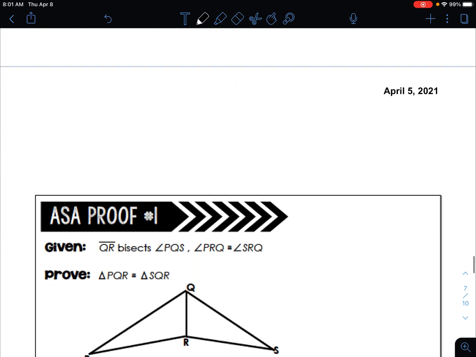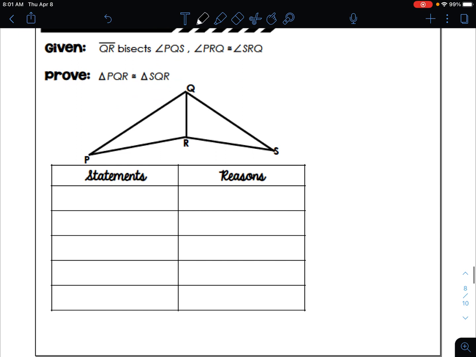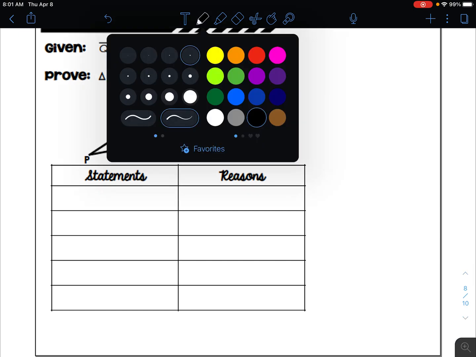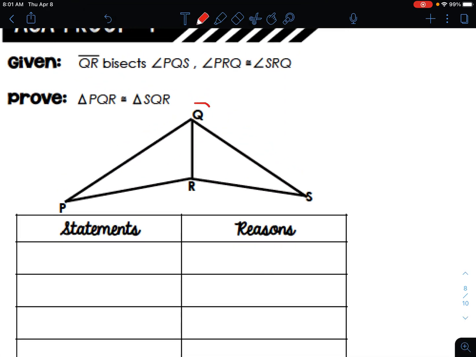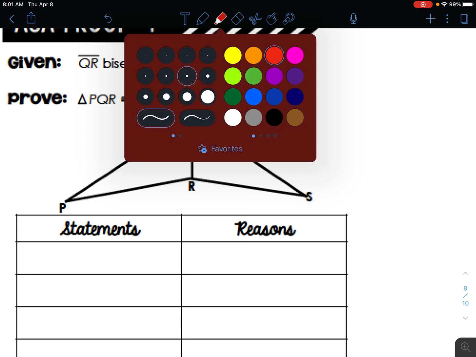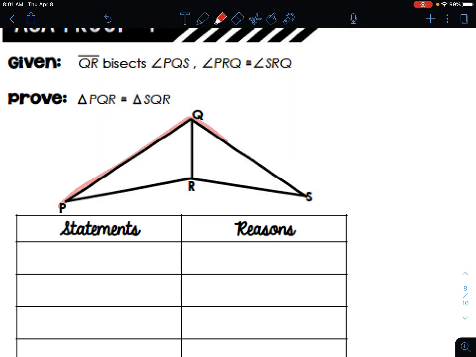All right, we'll try one more out as a group, and then if you want to pause the video and you try it, go right ahead. I'm going to roll with it. This has more angles, so this will be good. All right, first off, it says QR, right? That's this guy right here, bisects PQS. All right, so PQS is this guy right there. That got cut in half, so I know this angle here and this angle here are congruent.